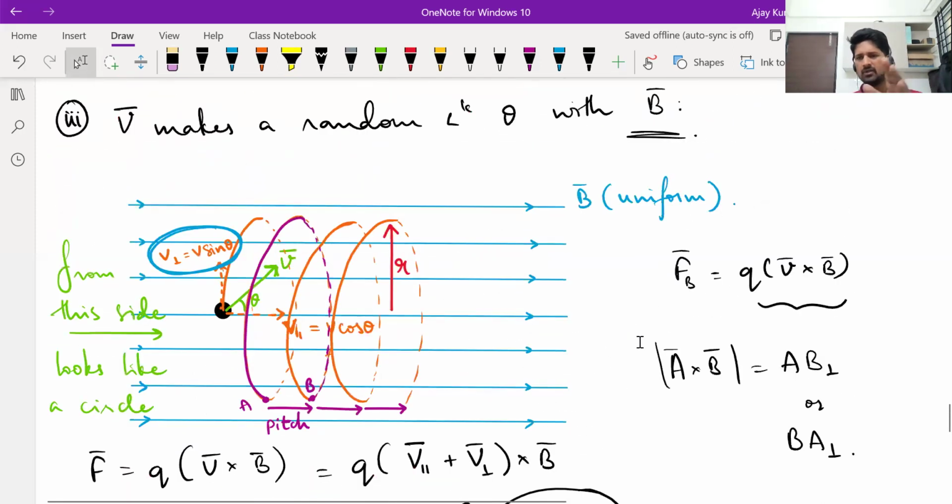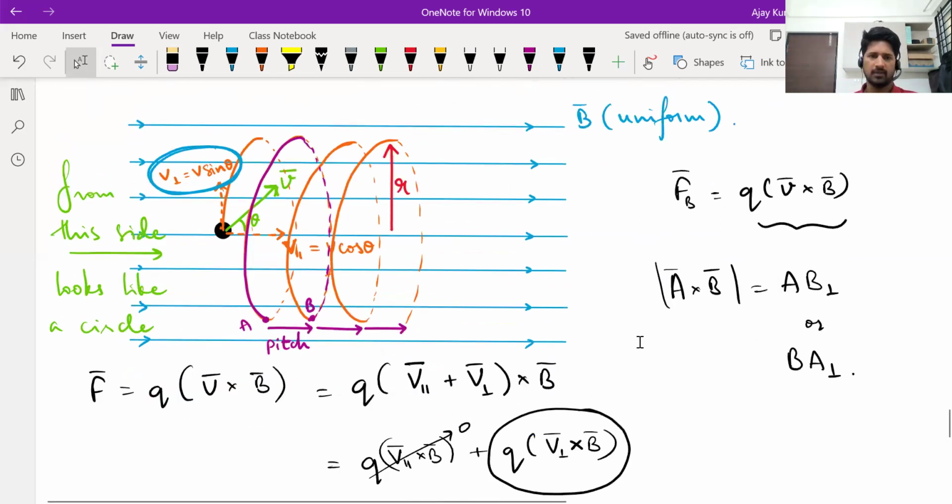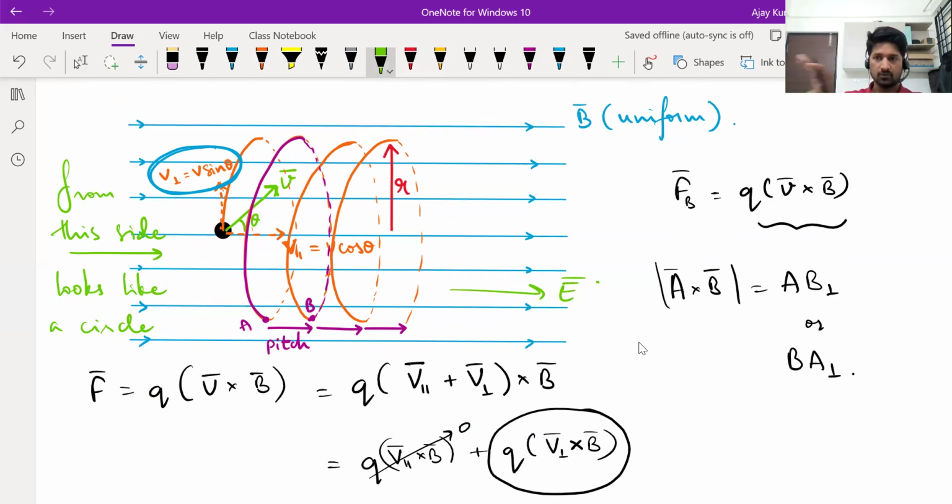This is all you need to know about this case when velocity makes a random angle. It follows a helical path. That helix will have a uniform pitch. If no other forces are acting, it will be uniform. We will discuss some cases where there is an electric field applied this way. Then the electric field will accelerate the charge. So v parallel will change. And if v parallel changes, it will move by different distances in equal amounts of time. Then that will become a non-uniform helix. Anyway, such cases we'll discuss in the next class. For now, if the magnetic field is uniform, it will move in a uniform helical path.